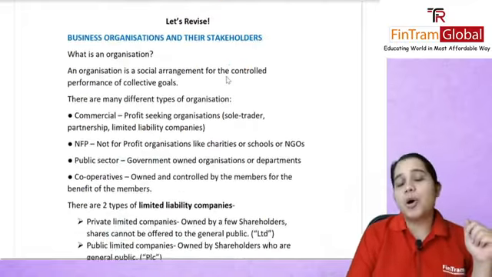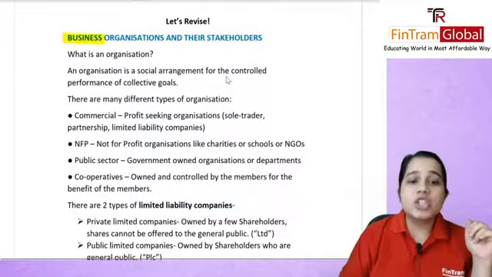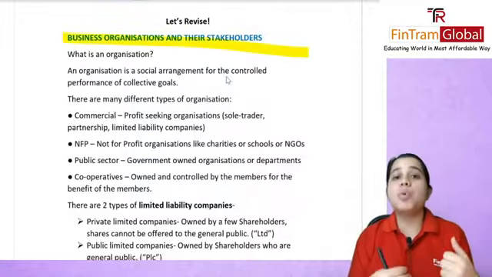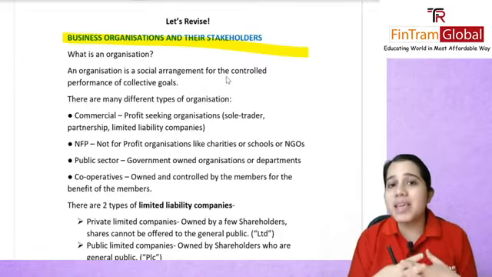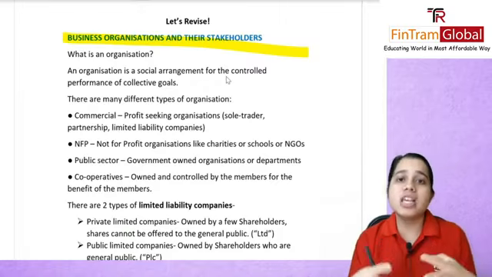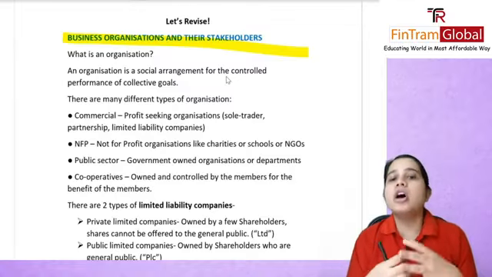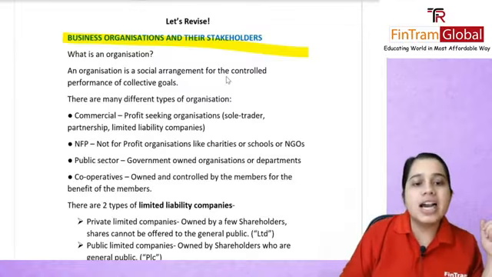So firstly, we will talk about the business organization and their stakeholders. What did we study here? We firstly studied what is an organization, which was basically that in an organization, there will be a social arrangement for the controlled performance of your collective goals.